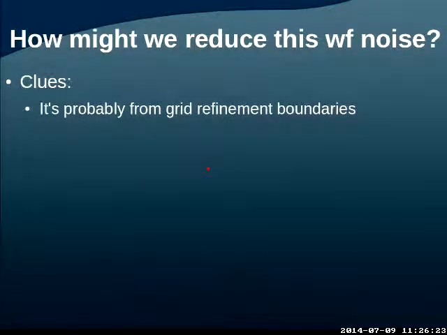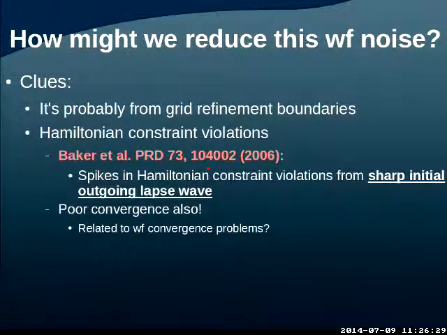So as I said, one clue to what's causing this waveform noise is that it's probably from AMR grid refinement boundaries. Baker et al. provide perhaps some further insight, finding that the initial outgoing lapse wave early in binary black hole evolutions possesses sharp, high-frequency features, driving spikes in the Hamiltonian constraint violations as the lapse wave smashes through progressively lower and lower resolution refinement boundaries and is under-resolved. Now, we know that the Hamiltonian constraint violations exhibit poor convergence, just like our gravitational waves. So we must ask if this initial sharp outgoing lapse wave may be causing our waveform convergence issues as well.